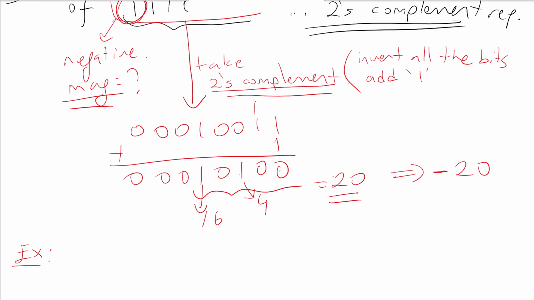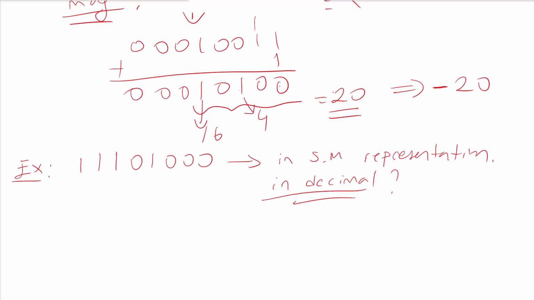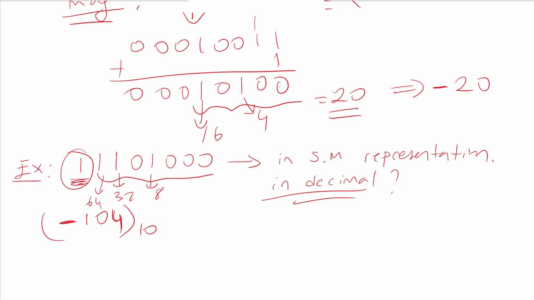So given this number 1 1 1 0 1 0 0 0. This is given in sign magnitude representation. So what is the number in decimal? Since this is a sign magnitude representation, this bit tells me the sign. So this is minus, and this is my magnitude. So this is 8, this is 32, this is 64. If you add it, the number is minus 104 in decimal.